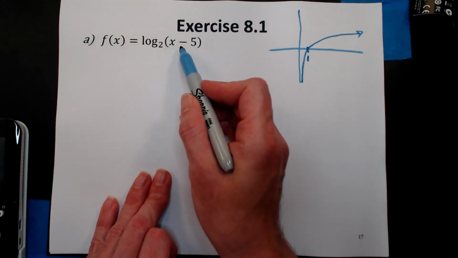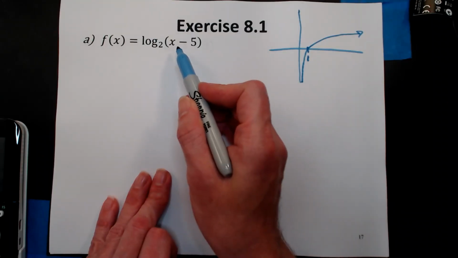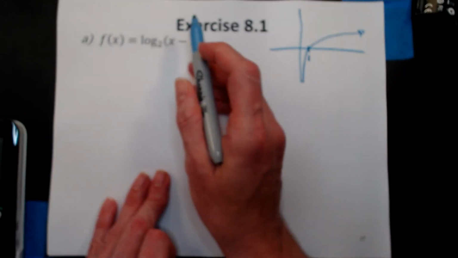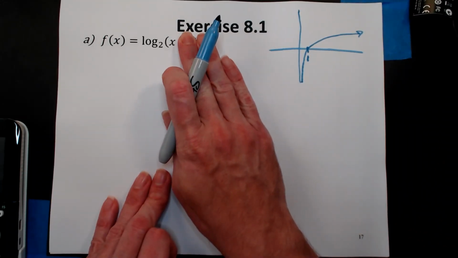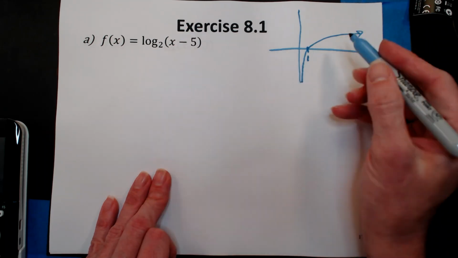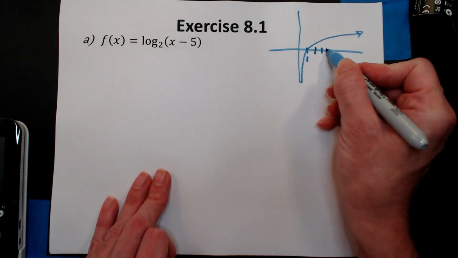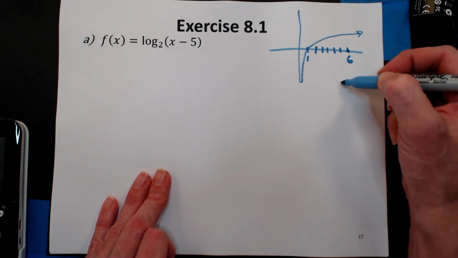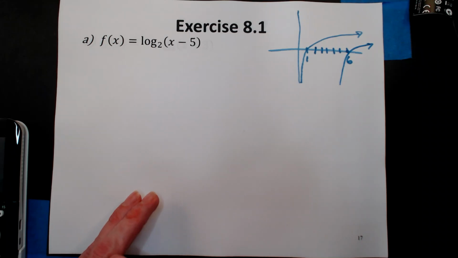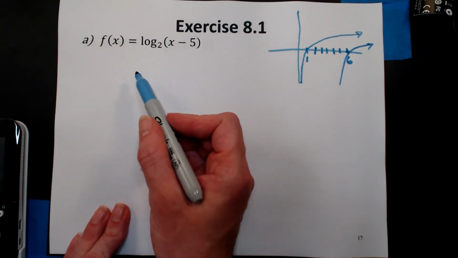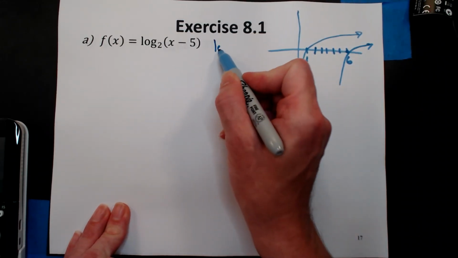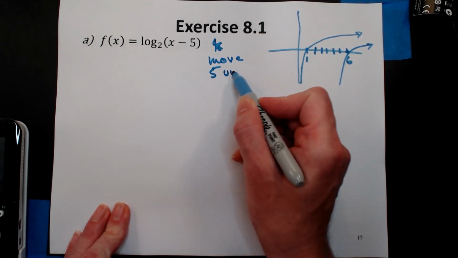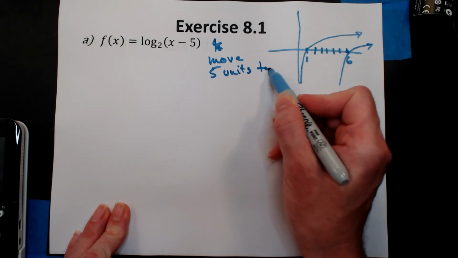Now, if I subtract 5 on the inside, it's going to move what used to give me 1. I used to plug in 1 and get 0 back out. Now in order to make this 1, I'm going to have to plug in 6. So it's going to move over right 5: 1, 2, 3. So I'm going to be over here at 6. So that's going to be my new graph. That's just a rough sketch. So here it's going to move 5 units to the right.